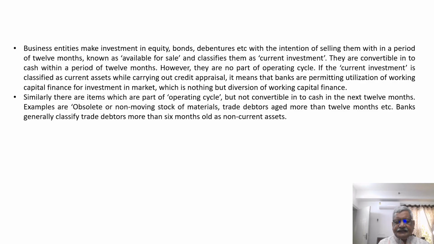Similarly, there are items which are part of the operating cycle but not convertible into cash in the next 12 months. Examples are obsolete or non-moving stock of materials, trade debtors aged more than 12 months, etc. Banks generally classify trade debtors more than 6 months old as non-current assets.